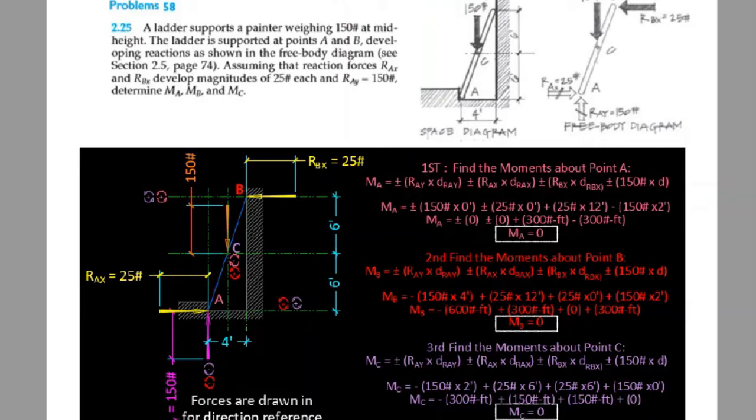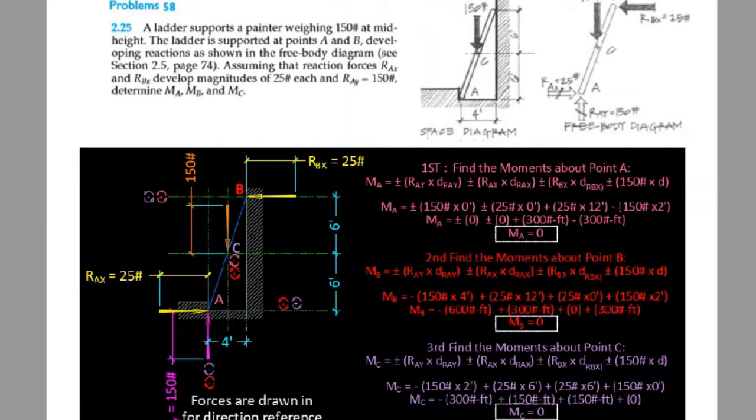To begin, let's first look at the moments about point A. We find the forces and their corresponding perpendicular distance by sketching in the problem. After plugging in the numbers, we find that the moment about point A is equal to 0.